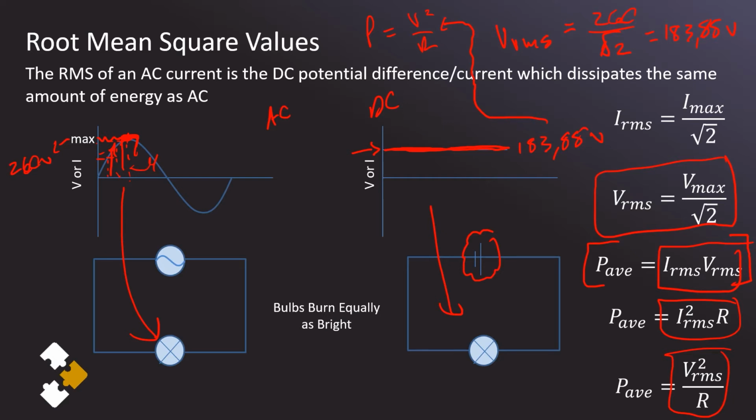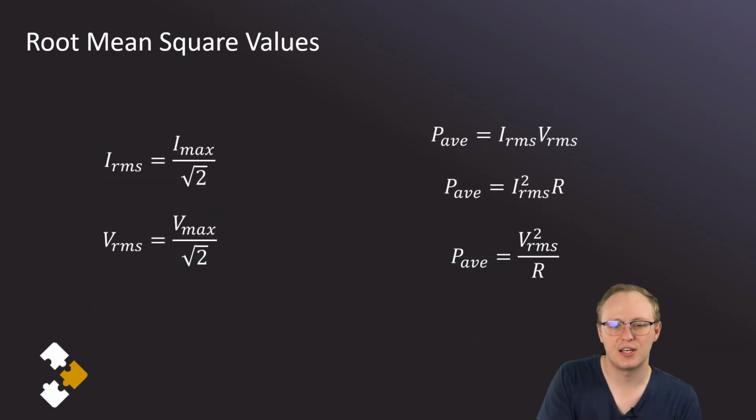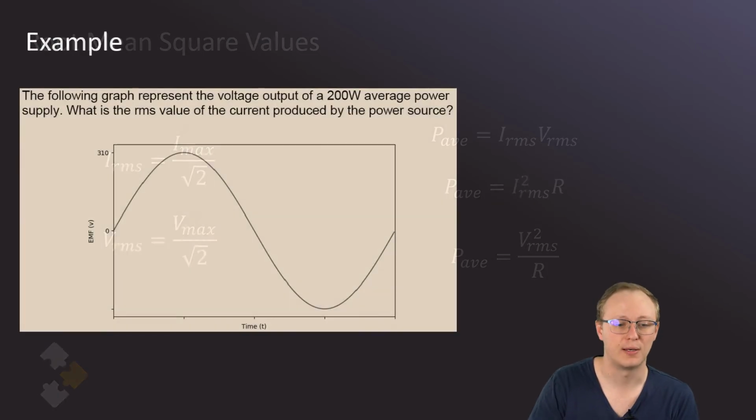Okay, so root mean square values are useful because they allow us to calculate the power or energy usage of something that is connected to an AC source. We've seen these formulae here. So basically, in order to find the root mean square, all you need is the max, and then you can substitute that into the formula.